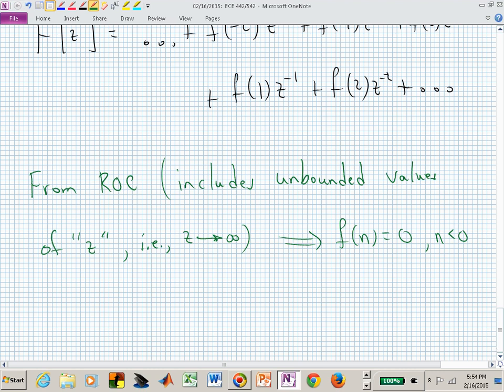And now if you wanted to, what does this, all of your f of n's for negative indices are 0, and the f of n's for non-negative n's are non-zero, what kind of a sequence is that? Right-sided or left-sided? Right-sided, I'll be calling causal, and left-sided I will be calling anti-causal.